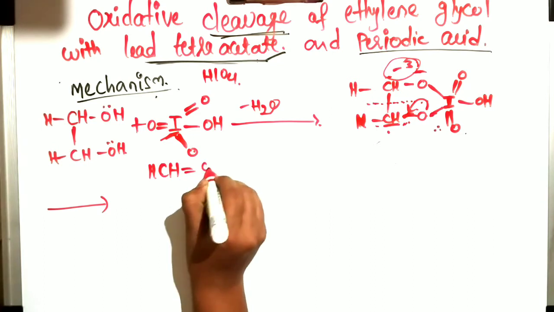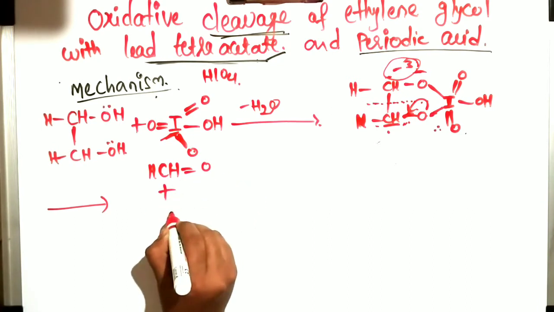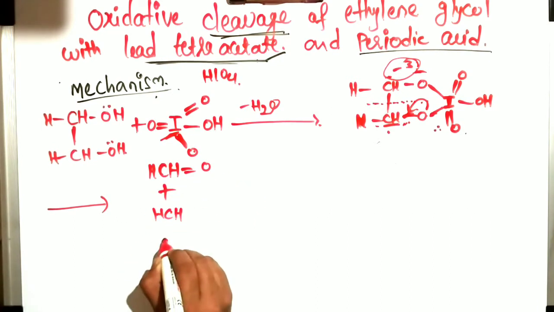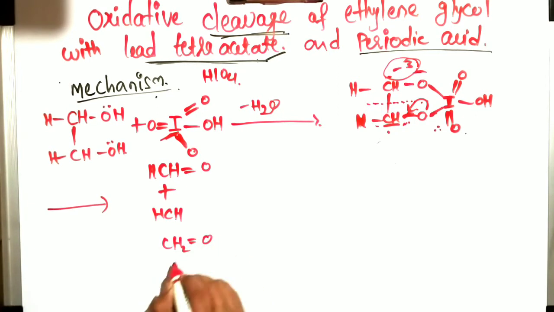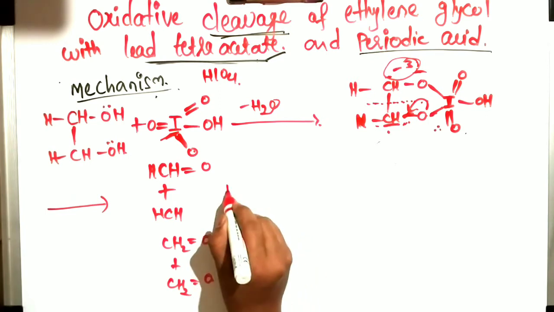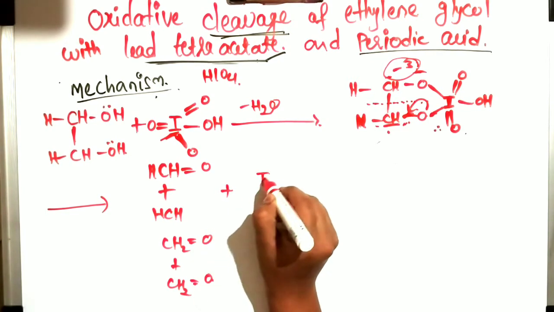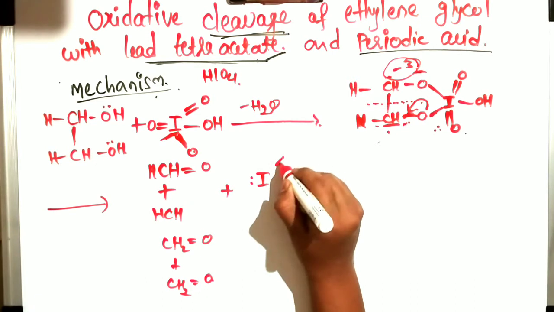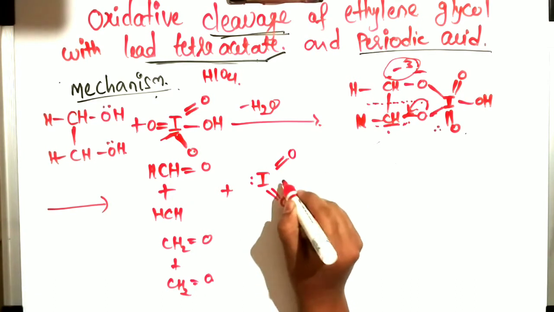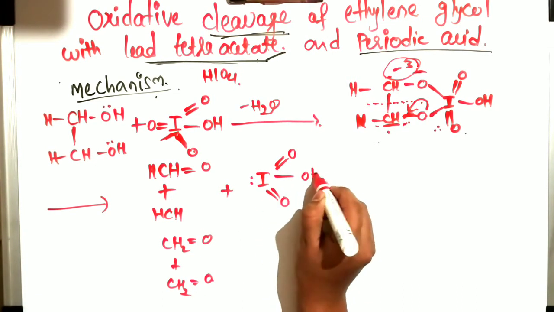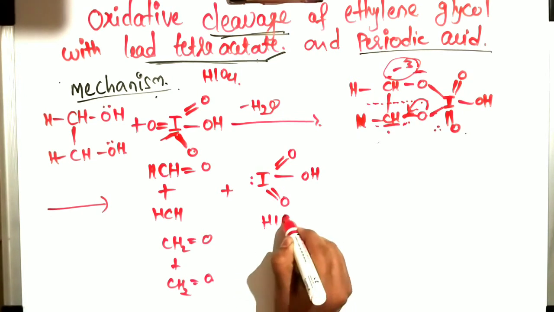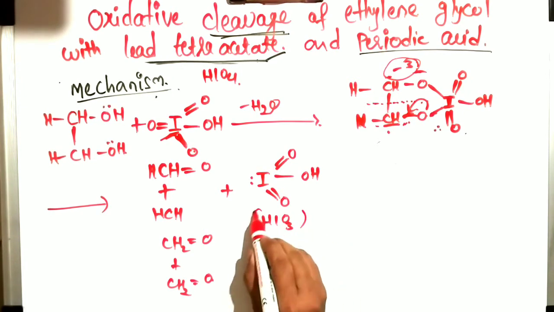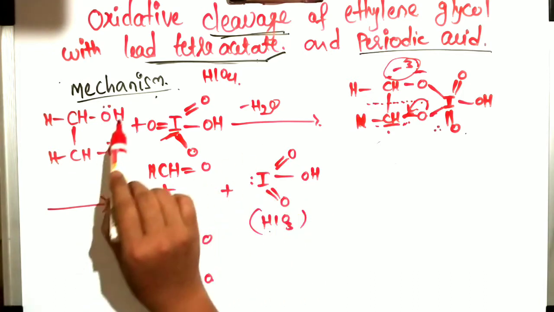CH2 double bond O, CH2 double bond O, and what will remain? Iodine. This has a lone pair with two double bond O groups and a single OH group, that is HIO3. Okay, I will explain once again.